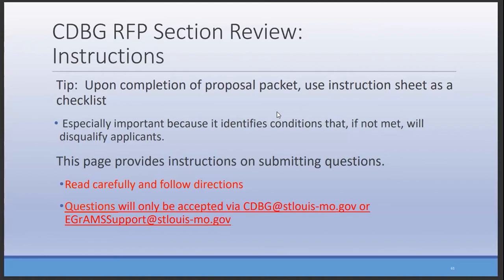You may also have questions about how to maneuver eGrams. I would first suggest reviewing the eGram slides and video on the CDA website. I will reference this at the end of the presentation. If those materials do not sufficiently answer your question, then email them to egramsupport@stlewis-mo.gov no later than August 26 at 12 p.m.